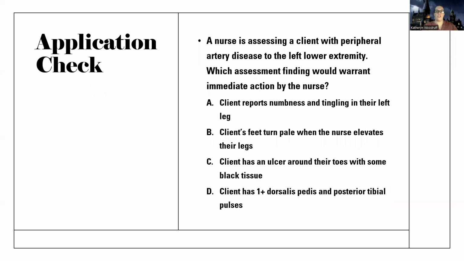So let's do an application check. A nurse is assessing a client with peripheral artery disease to the left lower extremity. Which assessment finding would warrant immediate action by the nurse? In other words, which of these, if I don't report it, could cause the patient to die or have serious injury the quickest, or which of these is concerning?